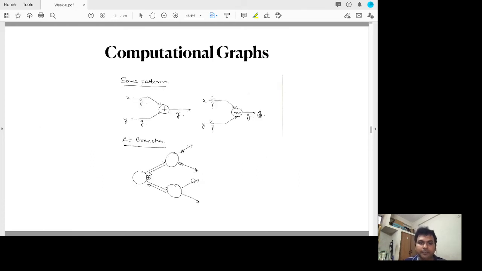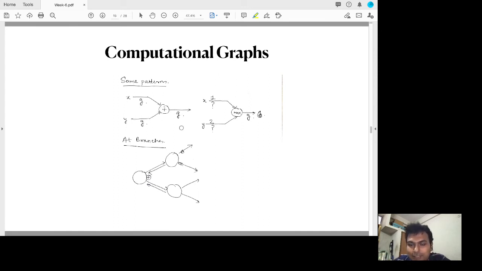Okay, so there are some patterns. The first pattern is, as I showed, a gradient that has come up to the plus block. Whenever you get a plus block, they just distribute equally. You get a g and g here, so x and y will both get the same gradients since you have a plus block here.